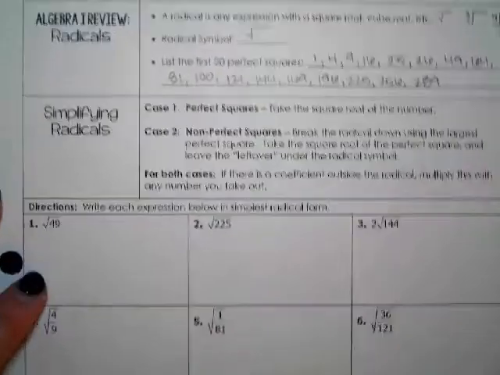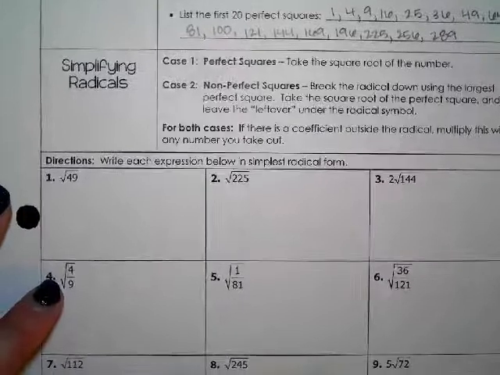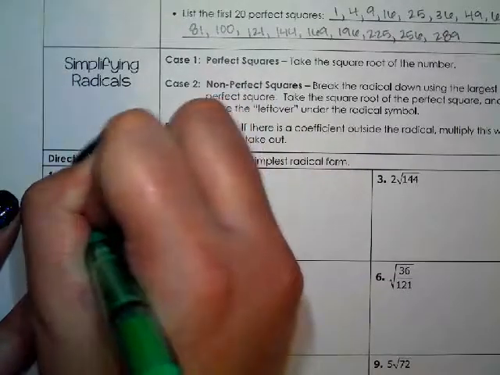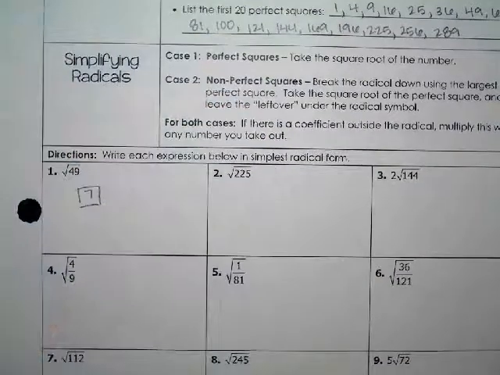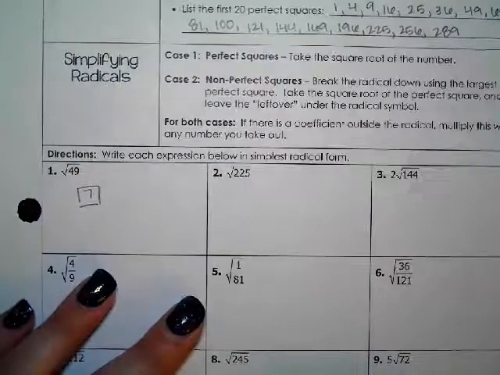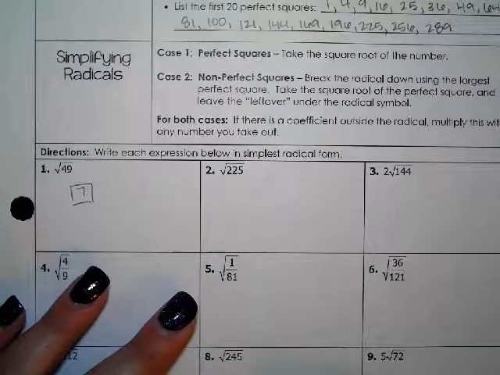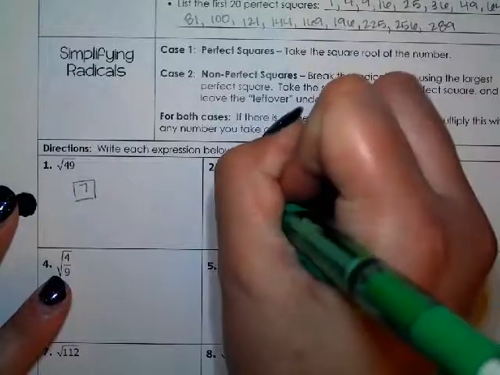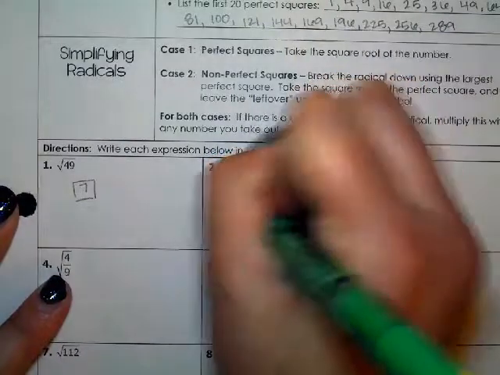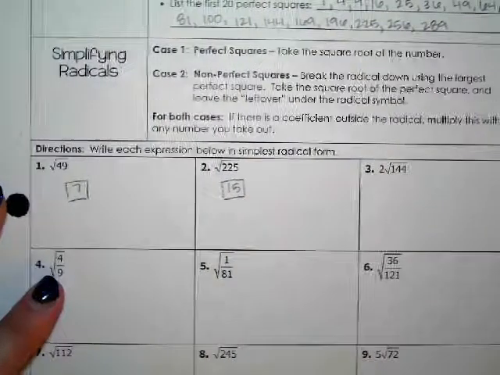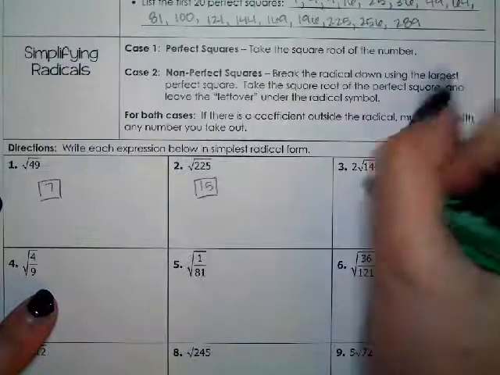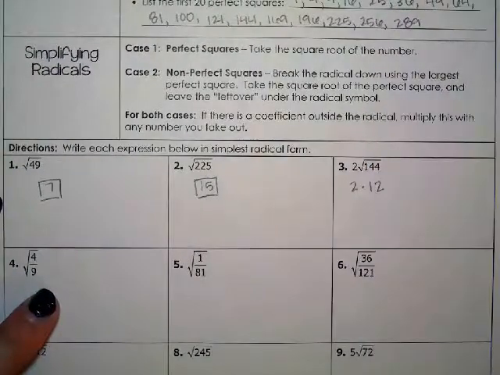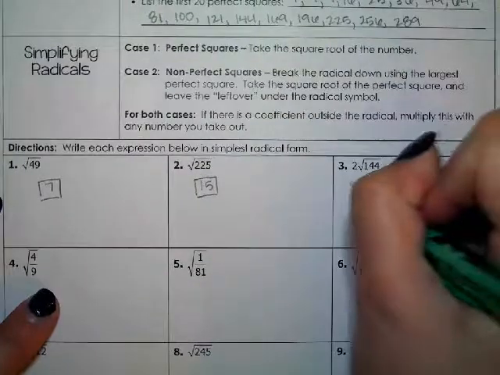That's funny. All right. So the square root of 49 is what? 7. Easy peasy. Square root of 225. 15. Okay. Square root of 144. 12. So that means we have 2 multiplied by 12, which is 24. So this is just 24.